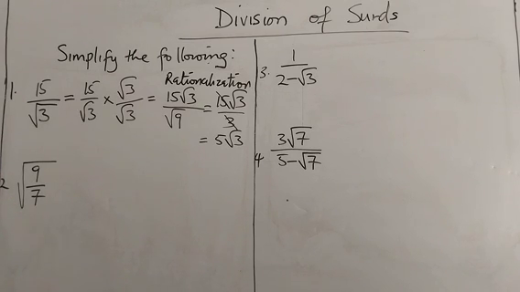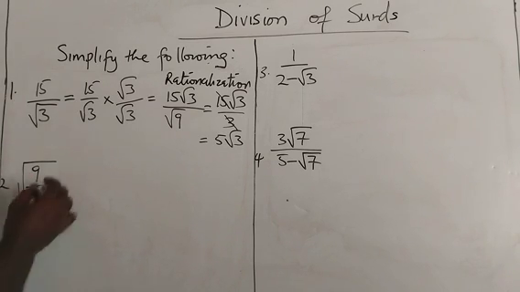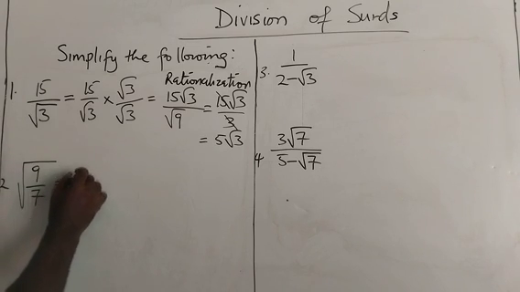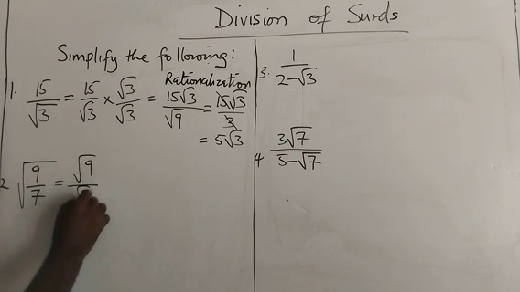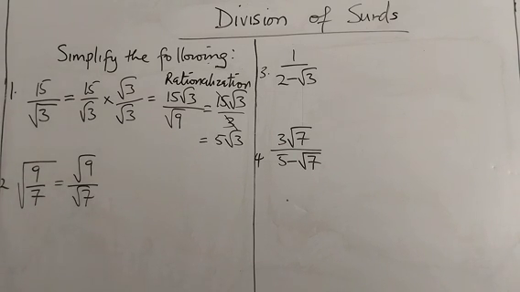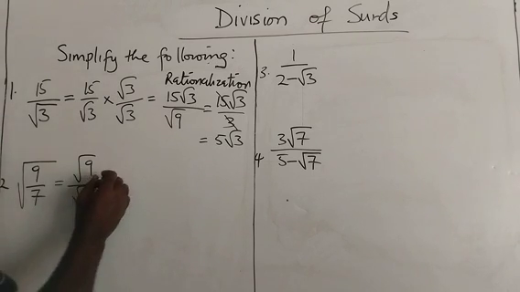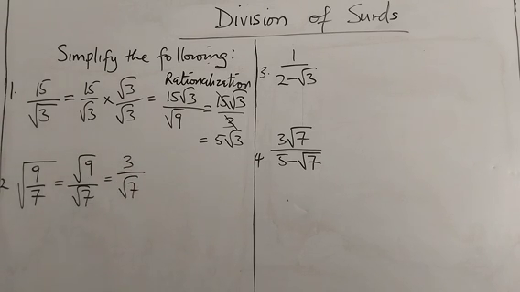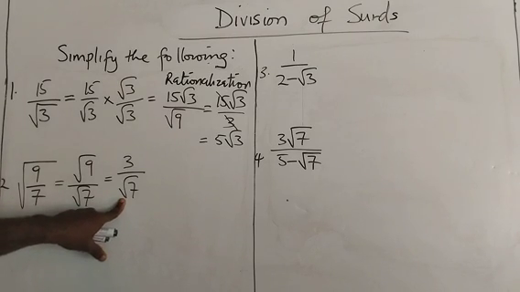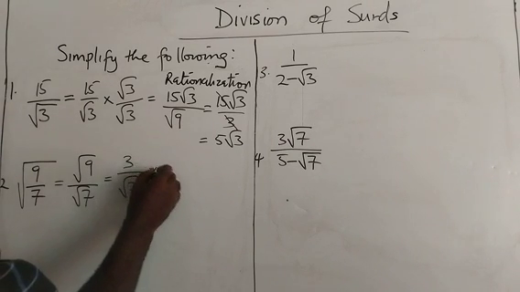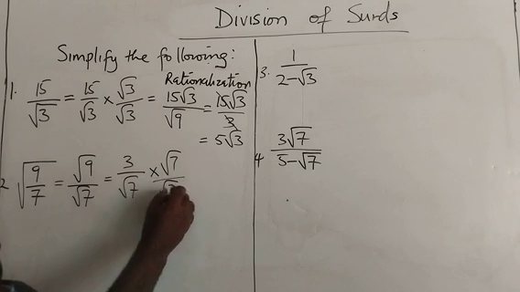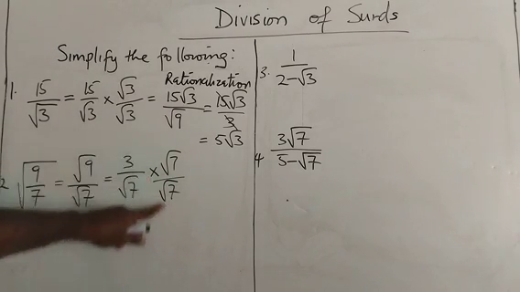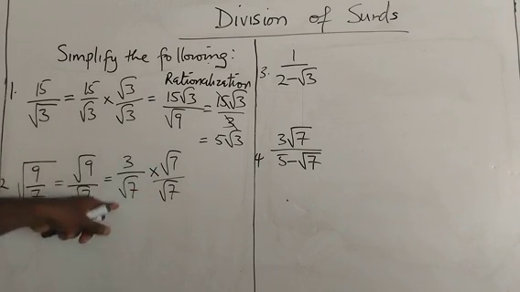To the second question, we have root 9 over 7. This can be written as root 9 over root 7. 9 is a perfect square, so it comes out as 3 over root 7. At this point, we will now rationalize the denominator. Root 7 over root 7. We use the denominator to multiply both numerator and denominator. That is what we call rationalization.